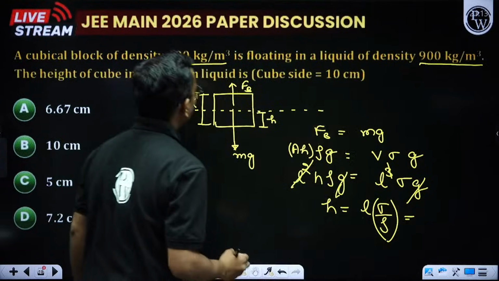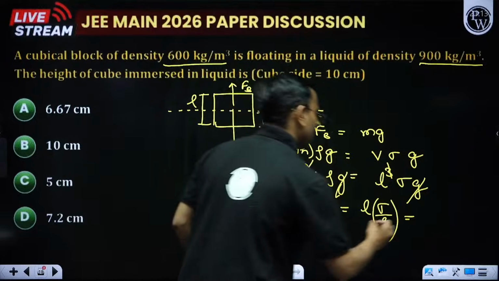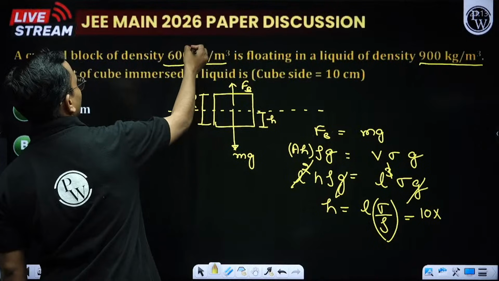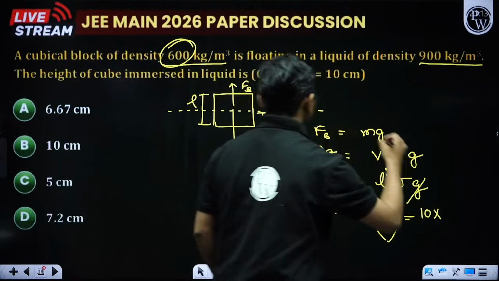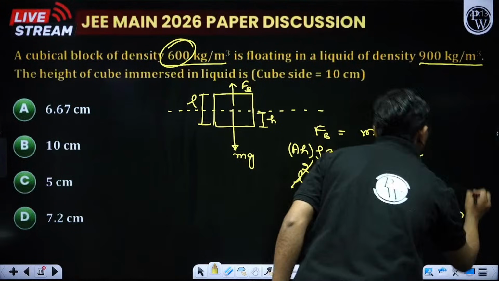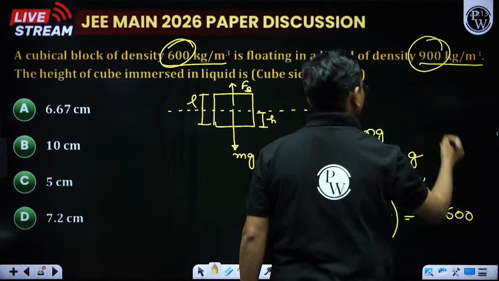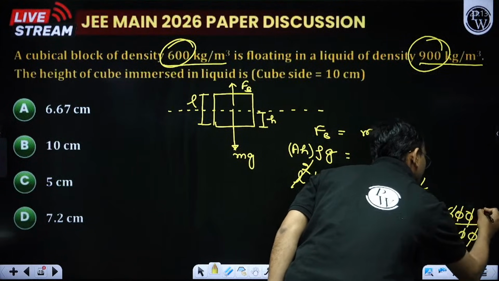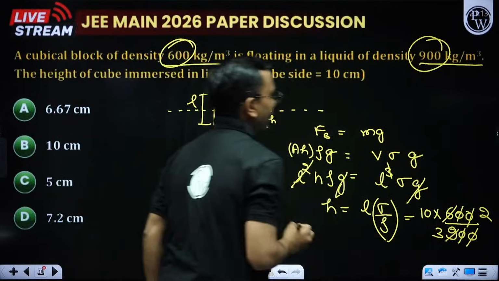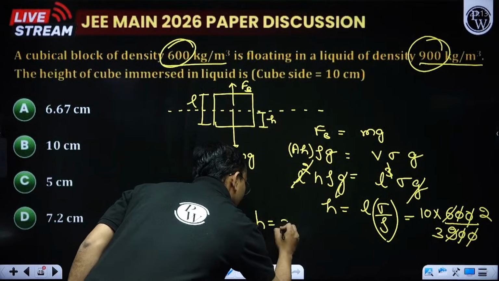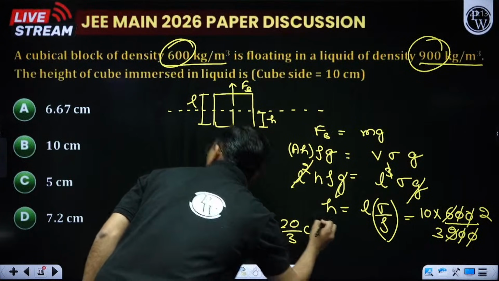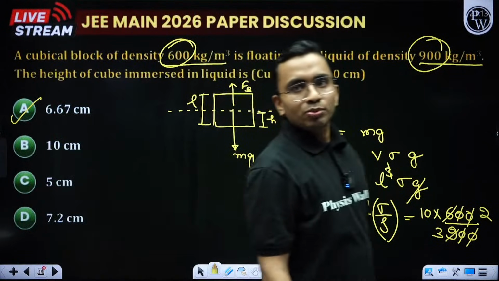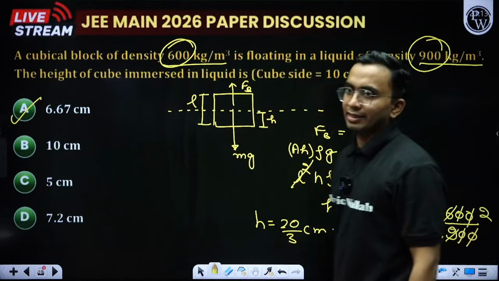What is L? L is 10 centimeter. So 10 into what is sigma? Sigma is cubical density 600 divided by the density of the liquid is 900. Okay, so this becomes 2 by 3. So this is 20 by 3. H comes out to be 20 by 3 centimeter, which is 6.67 centimeter. 6.67 centimeter. This is easy. Yes, Gaurav, this is easy.